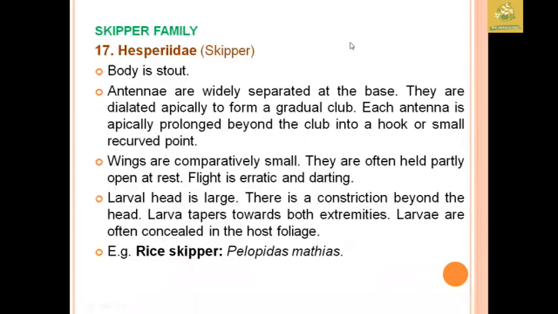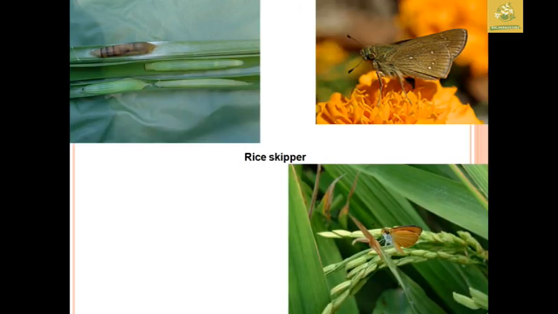And after that we are going to see the skipper family, Hesperiidae. While seeing about them, the body is said to be stout, and the wings are comparatively small, and the larval heads are large, and there is a constriction beyond the head, and the larva tapers towards both extremities, and the larvae are often concealed in the host foliage. The better example is the rice skipper, and the scientific name is Pelopidas mathias.